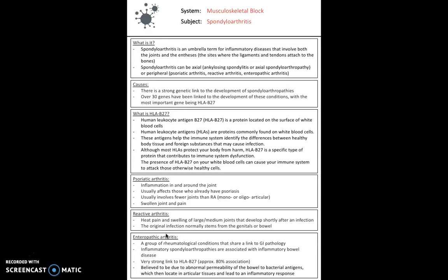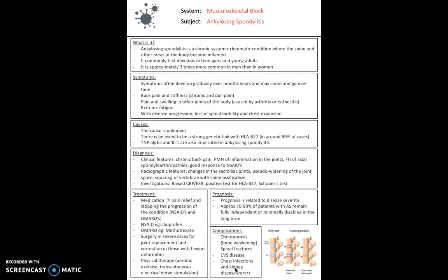Campylobacter or Salmonella. Enteropathic arthritis is a group of rheumatological conditions that share a link to GI pathology, so tends to be inflammatory bowel disease that these inflammatory spondyloarthropathies are linked to. Enteropathic arthritis also has a very strong link to HLA-B27, and approximately 80% of cases are linked, and it's believed to be due to an abnormal permeability of the bowel to bacterial antigens, which then locate in articular tissues and lead to an inflammatory response.